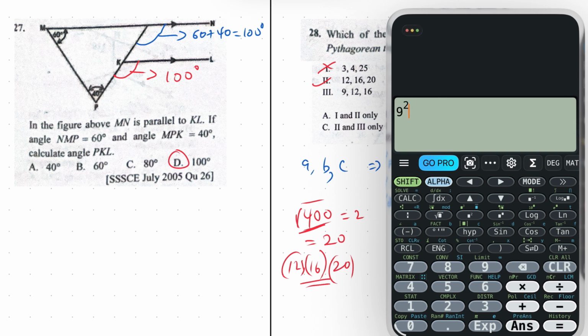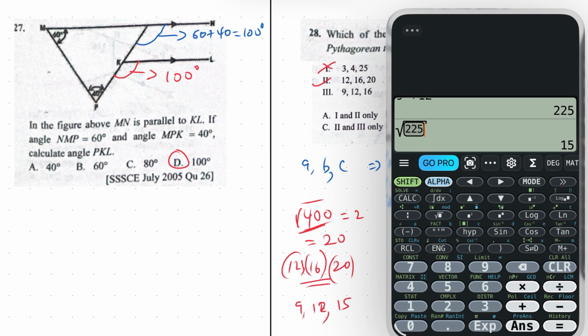9 squared plus 16 squared. No, 12 squared first. 12 squared is 225. Now, what is the square root of 225? The square root of 225 is 15. So if we have 9, 12, 15, then we'd say it is a Pythagorean triple.